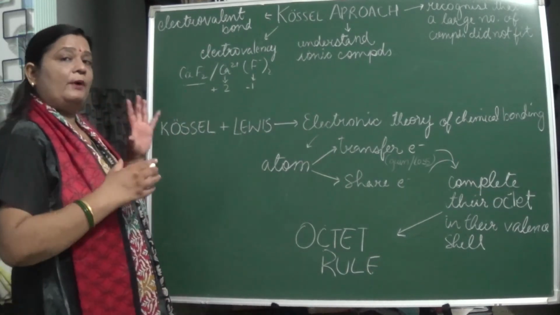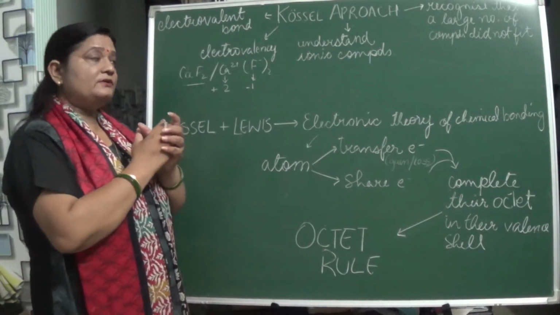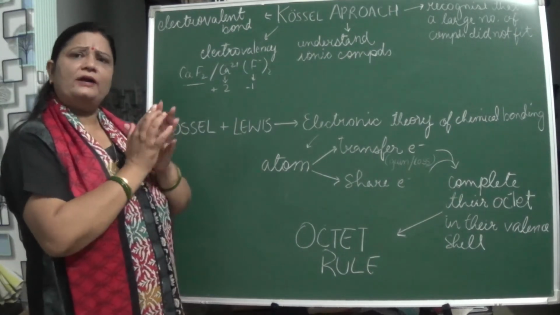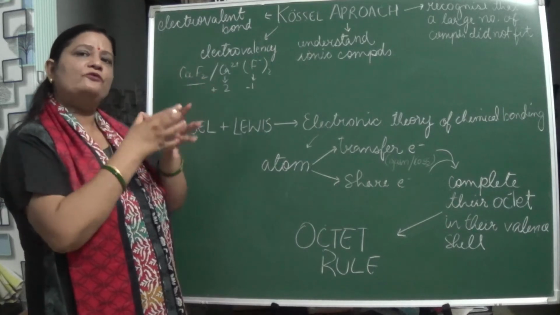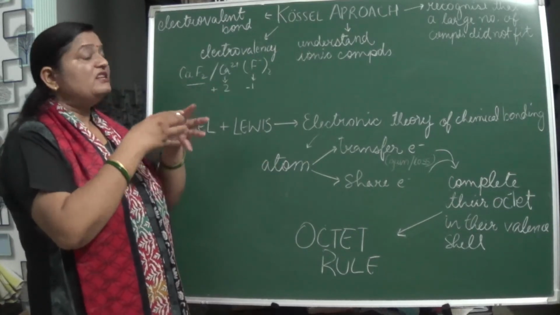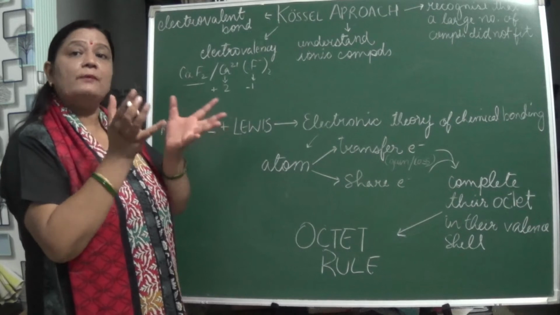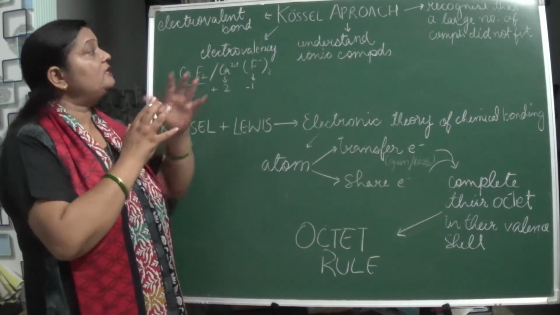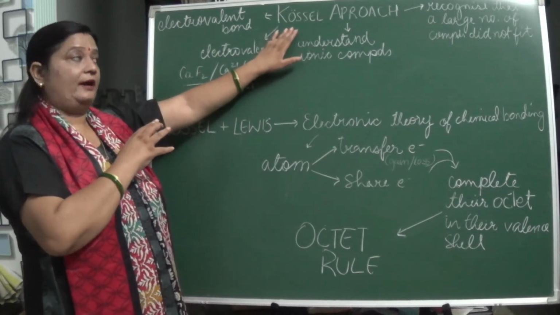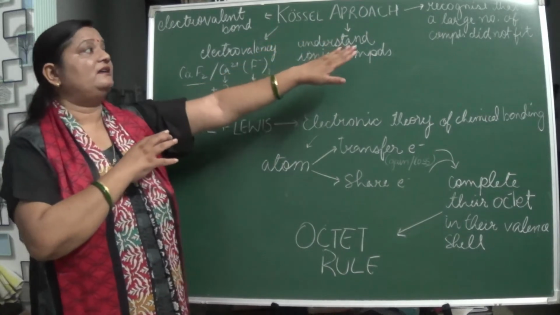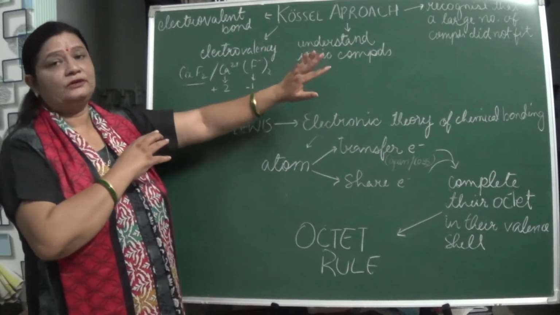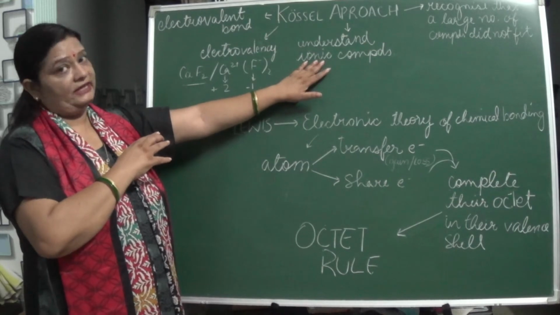Actually, he said about what? The ionic compounds, and he could find that a number of compounds could not form this ionic bond. Okay, somewhere left over. It means some other bonds are also there. This also Kossel could find out. So he could recognize that a large number of compounds did not fit in his explanation.